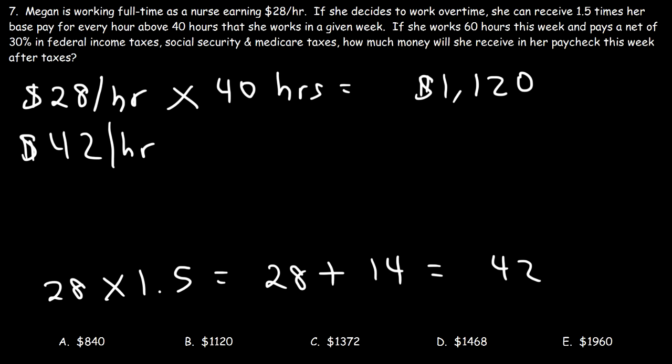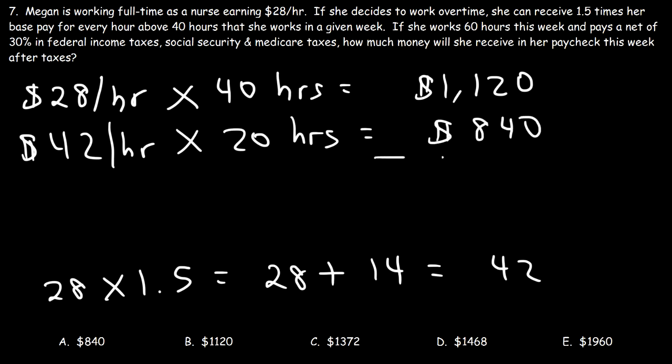So this week she's working 60 hours. So if we deduct 40 hours from 60, she's working 20 hours overtime. 42 times 20, that's $840. So if we add those two numbers, this week she's going to earn $1,960 before taxes.